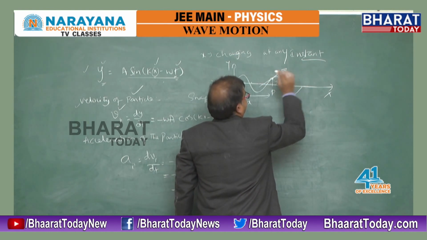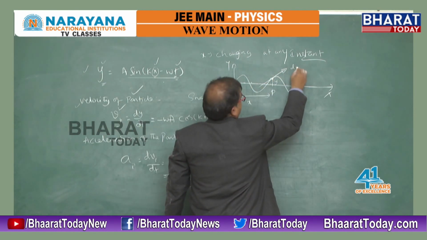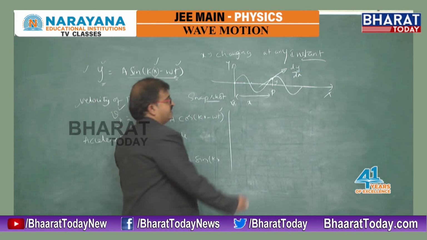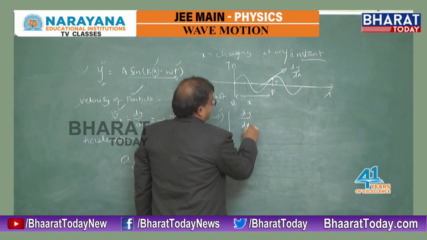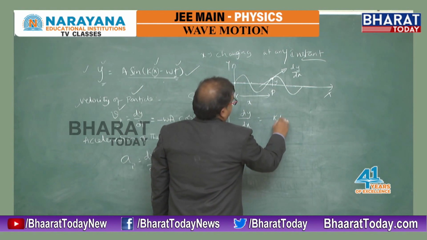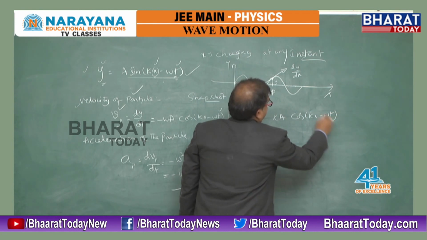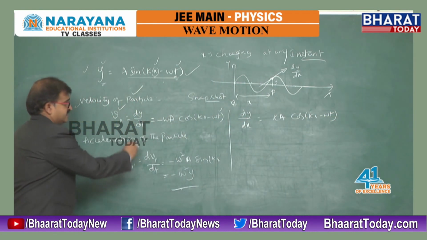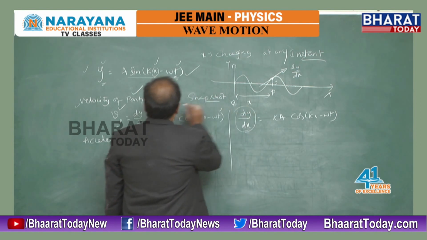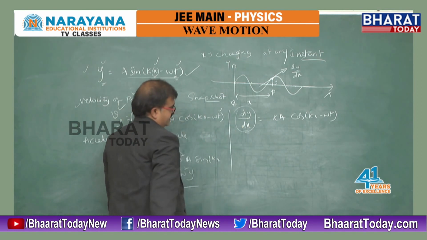Now if you're trying to find the slope of the tangent drawn to it, which you call dy by dx, so here in this case, dy by dx, the slope of the tangent, will be equal to k into a into cos(kx minus omega t), whereas this is dy by dt and this is dy by dx. So here, if you take these two, the velocity of the particle and the slope of the tangent.